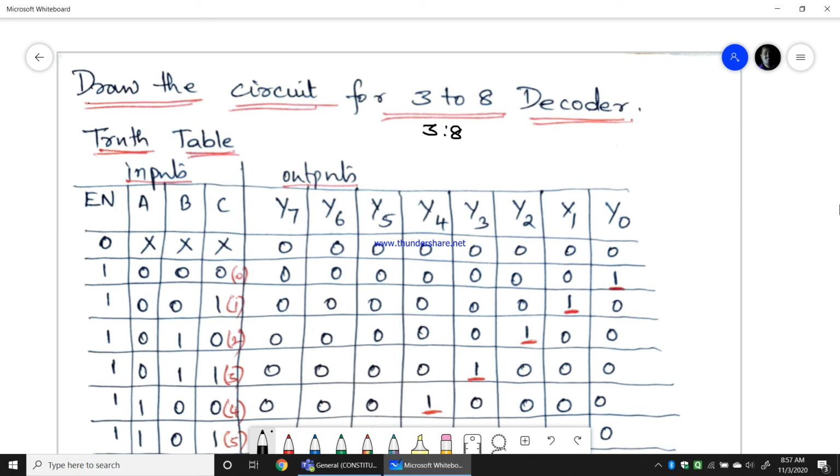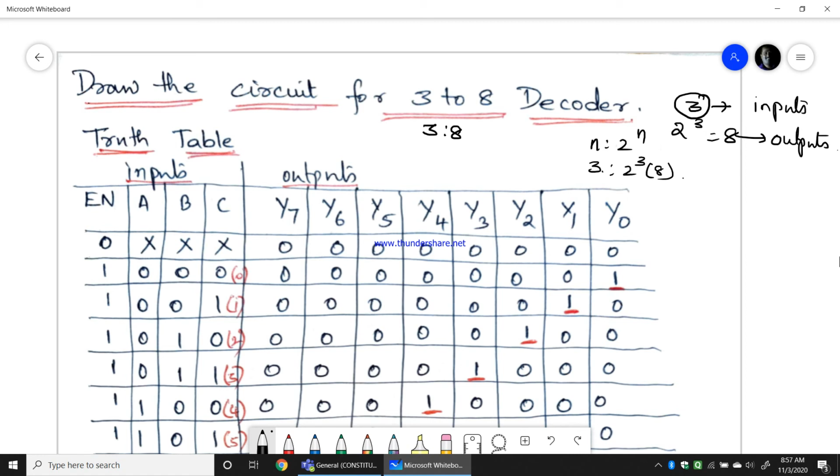So as we all know, in 3 to 8, 2 power 3 is 8. Therefore 3 is the number of inputs and 8 is the number of outputs. So that is how it is n to 2 power n. N is 3, 2 power 3 is 8. Therefore 3 to 8 decoder.